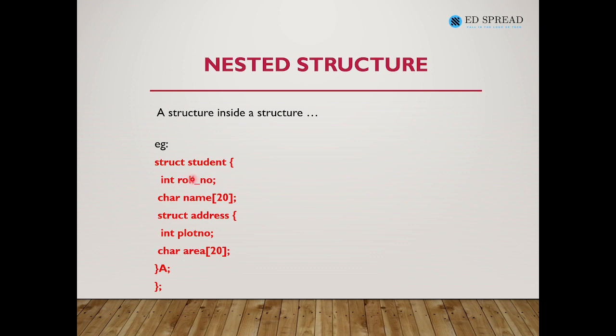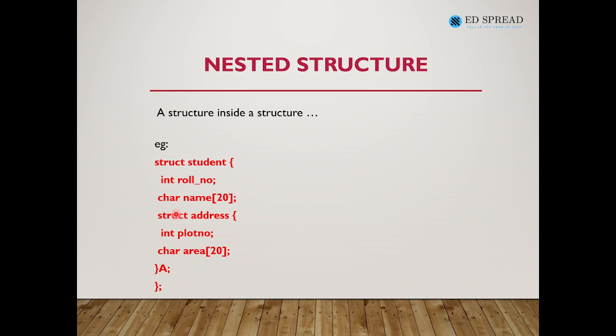Struct student, int roll number, char name, struct address. Now why have I used another structure? As I said, take an example of an Excel sheet here. In an Excel sheet, what will happen? We might have a sub column.